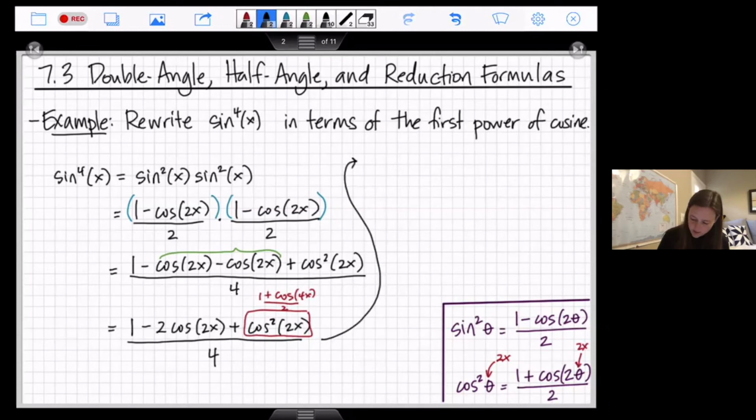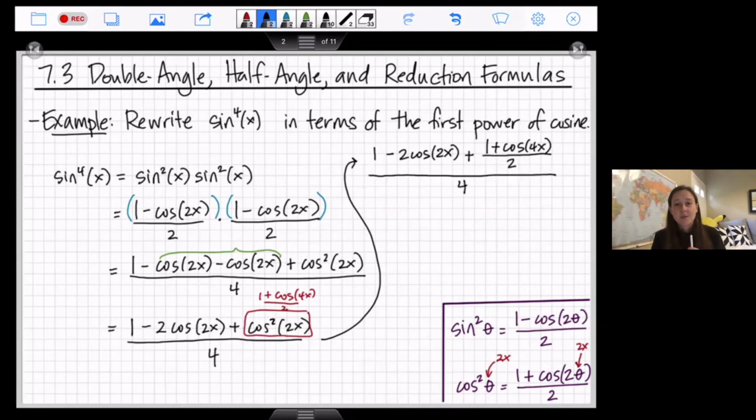So I'm going to have 1 minus 2 cosine 2x. I'm not doing anything to that term except copying it. And then my cosine squared 2x turns into this big fraction with a cosine 4x in it. So 1 plus cosine 4x divided by 2. All of that is in the numerator over a 4. Okay, so I've actually done what they asked me to do. Everything is in terms of the first power of cosine. I no longer have any FOILs that are going to create cosine squared, but I have a complex fraction, which means a fraction within a fraction, and I want to get rid of that.